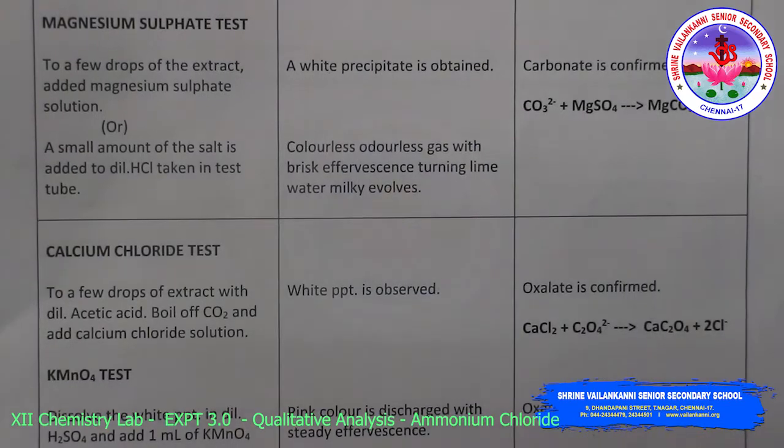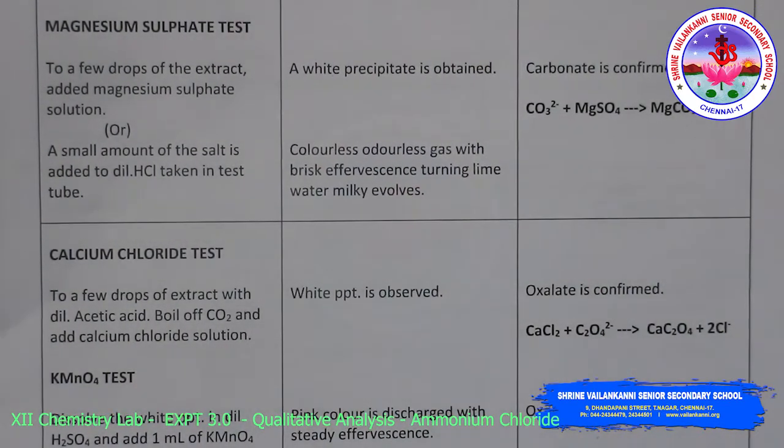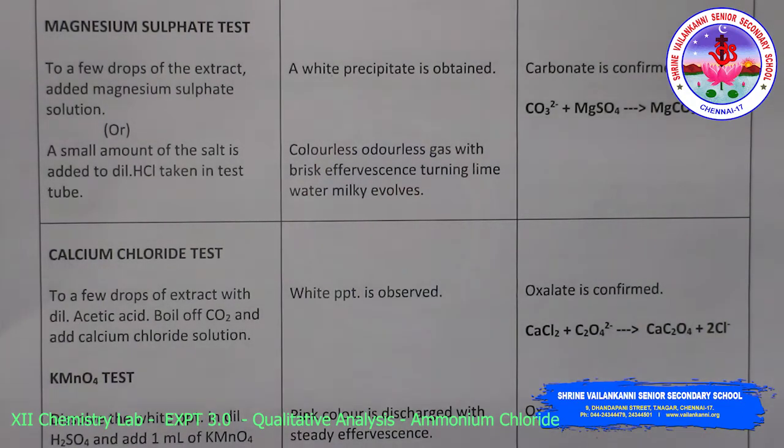is confirmed. Or a small amount of the salt is added and dilute HCl is taken in the test tube. A colorless, odorless gas with a brisk effervescence, turning lime water milky, evolves. So it also indicates carbonate.